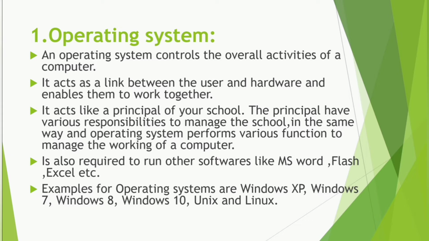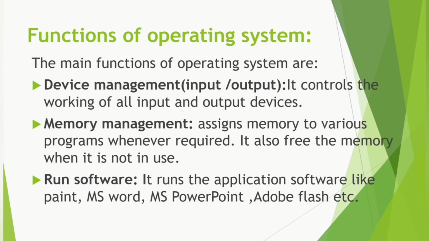As I have already told you, all other software will work according to the operating system. So, it is also required to run other software like MS Word, Flash, Excel, etc. Examples of operating systems are Windows XP, Windows 7, Windows 8, Windows 10, Linux and Unix. Those are all different types of operating system. We got to know that the operating system is the main software for any computer. Then what are all the functions it will do?